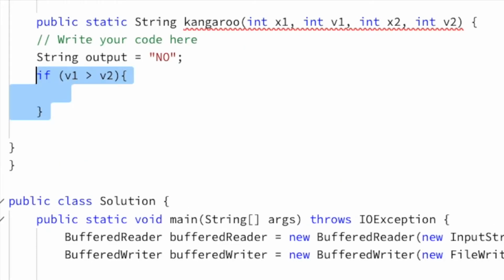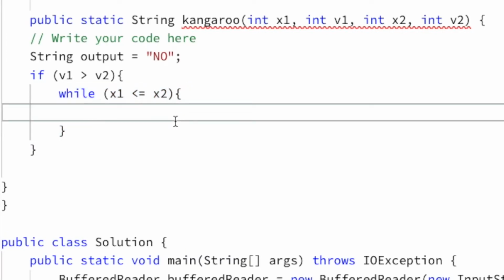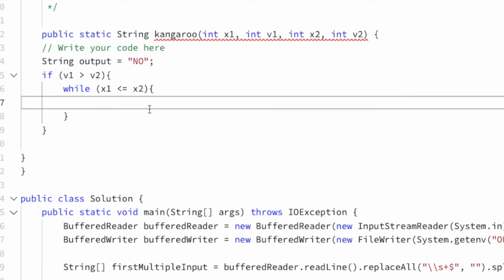And how we do that is like this. We're checking if the rate at which the kangaroo is moving will allow it to get to the position that the other kangaroo will be at, otherwise they'll never be able to reach each other, as we mentioned earlier. If it's moving at the right speed, then we do a while loop: while the position of x1 is smaller than or equal to the position of x2. If the location of the first kangaroo is ever greater than the location of the second kangaroo, this while loop doesn't run. But if it isn't, then the while loop runs.